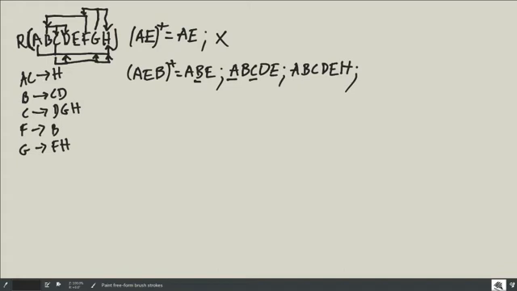B can take me to C and D. Do I have B? Yes, but I already did that one too, so I already had C and D. And now that I have C, I can go to D, G, and H. So from C, I can go to D, G, and H. Well, I have D and H, but I didn't have G, so I'm going to add G. So A, B, C, D, E, G, and H. A, B, C, D, E, G, H.